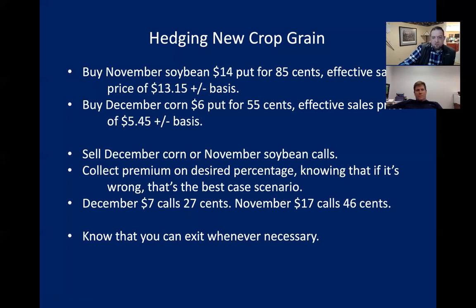And then we can work on other strategies on higher percentages. But most of the people that do this do in the 10, 15 to 25, 30% range. So they're not going all in, especially not knowing what kind of a crop they may or may not have. December $7 calls today were 27 cents. November $17 calls today were 46 cents. So you can see that's a fair amount of premium to collect, and that is still quite a ways out of the money. That November $17 is out there and still worth a premium.